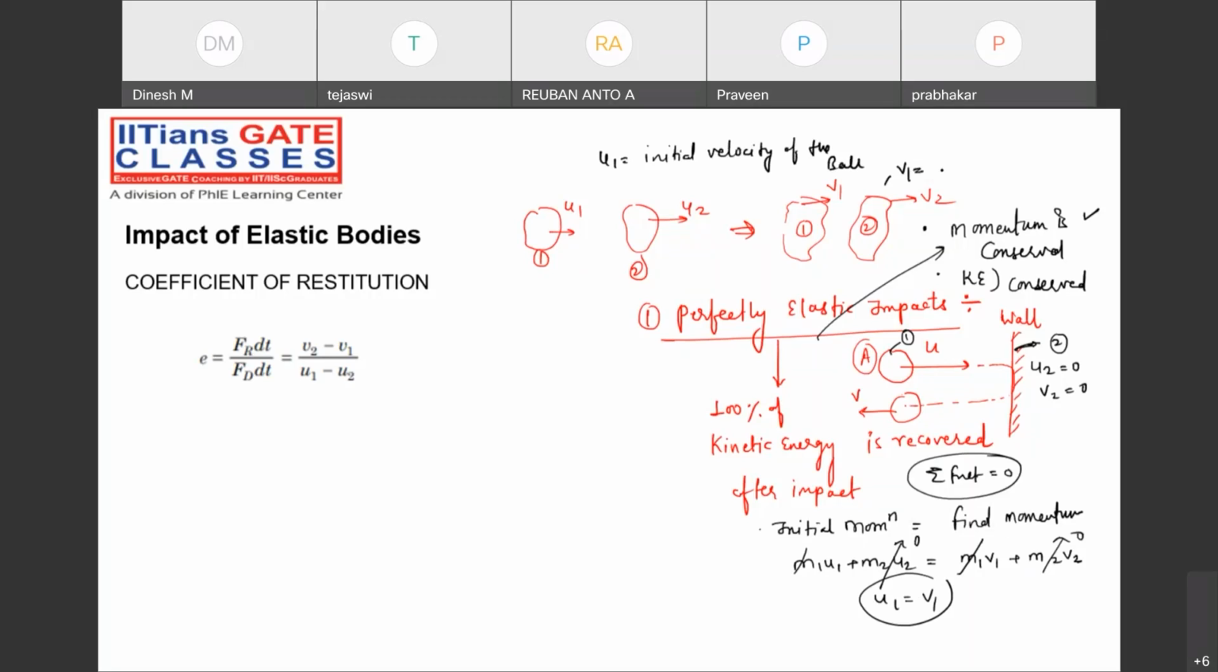What about the V1? The final velocity of the ball. What about U2? Initial velocity of the ball and final velocity of the ball. What about the V1? Final velocity of the ball, and U1 is what? Initial velocity of the ball. When initial velocity and final velocities are same, can we say initial kinetic energy will also be equal to final kinetic energy for the ball? Hence, momentum is conserved, as well as kinetic energy is also conserved.